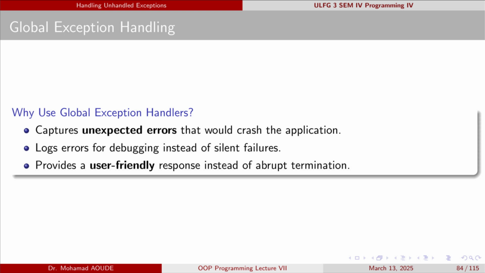A global exception handler acts as your last line of defense. It catches everything that wasn't handled explicitly. You can use it to log errors, gracefully notify users, or safely terminate processes. This is essential in production applications.